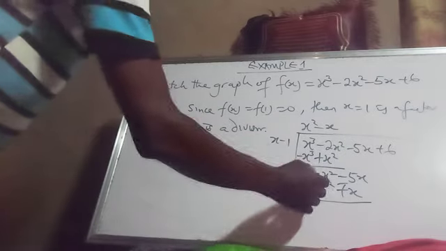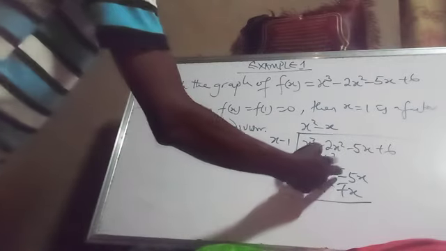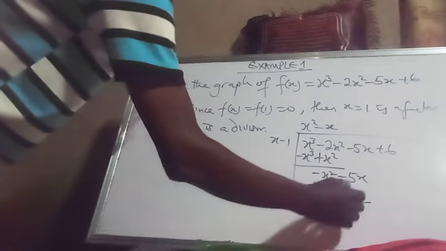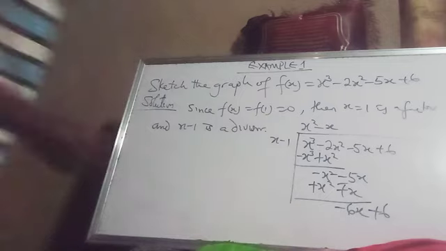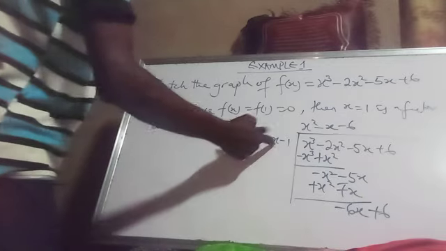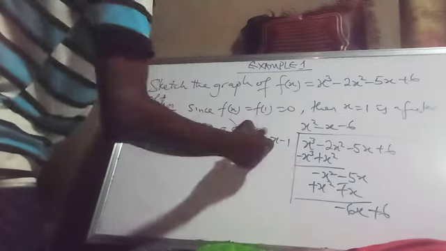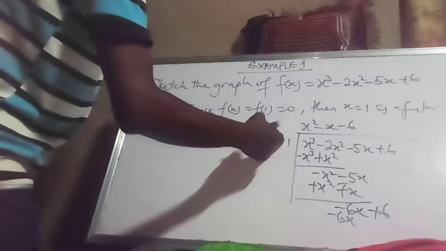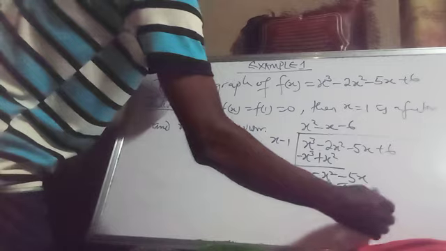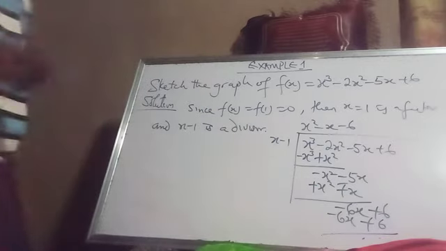So by the time you introduce the minus sign, this one becomes plus, this one becomes minus. So minus x squared cancels the plus x squared, that's 0. Then minus 5x minus x, that's minus 6x. Then you bring down plus 6. Now divide minus 6x by x, you have minus 6. So multiply minus 6 by x minus 1, that's minus 6 times x is minus 6x. Then minus 6 times minus 1, that's plus 6.